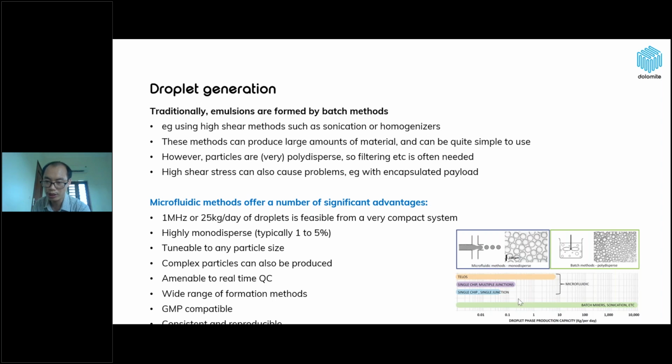This one shows the production rate capabilities of the microfluidic method compared to the batch method. With the microfluidic method, we can scale up to 10 kilograms per day. However, with a batch mixer or sonication batch method, we can do up to 10,000 kilograms per day.